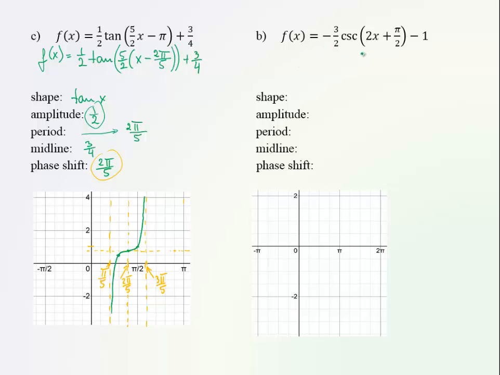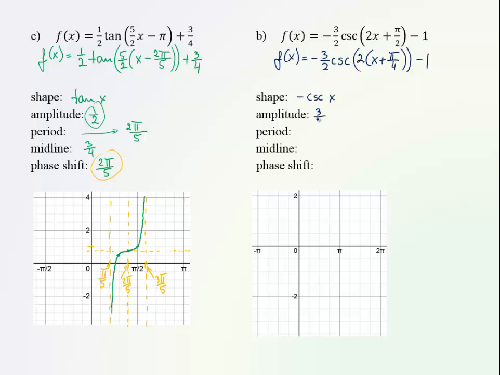Okay, and the last example is about cosecant. So again, let's rewrite this function to see the phase shift by taking 2 out of the bracket. So that will be pi quarter, because pi quarter times 2 is pi half. And then we are ready to list the information about the function. Shape is of negative cosecant.